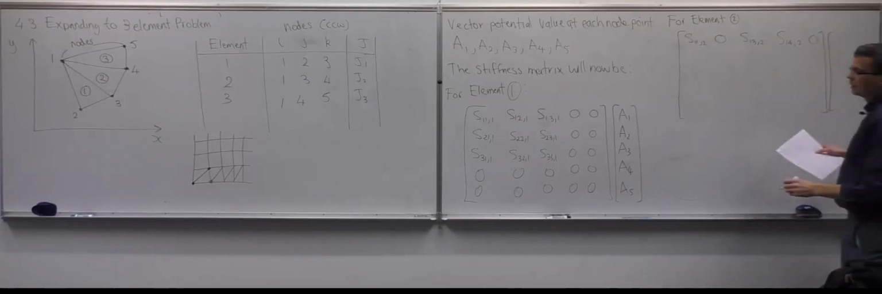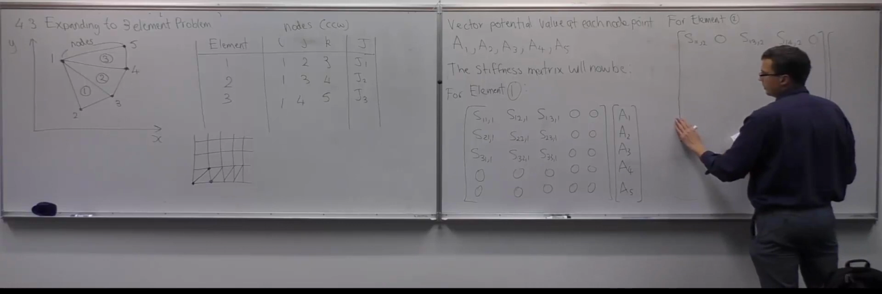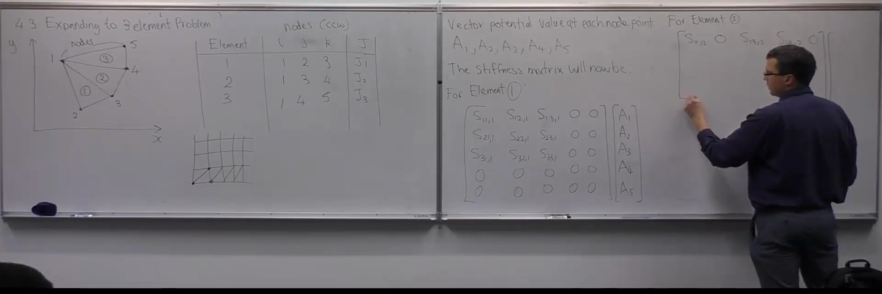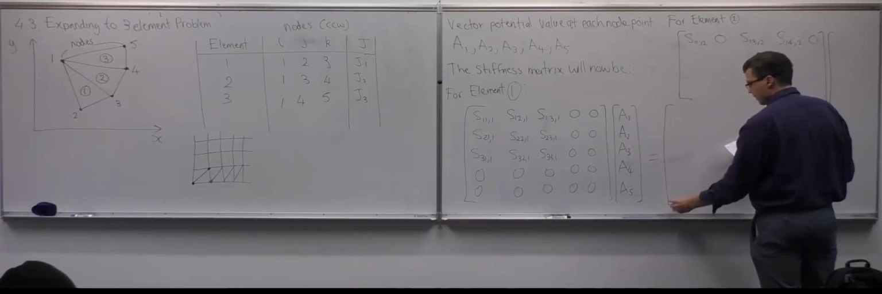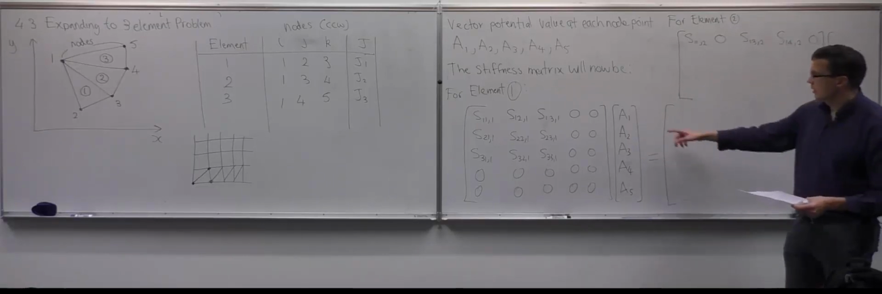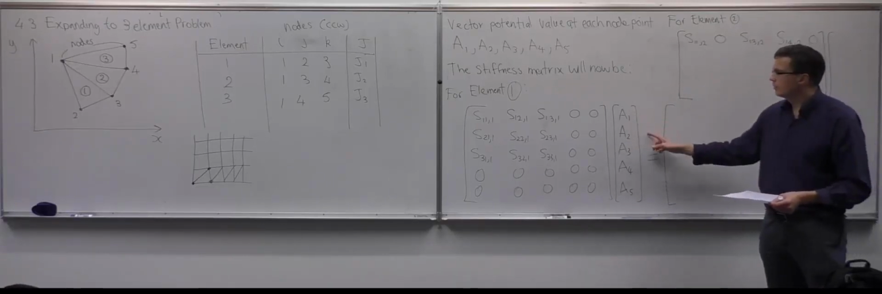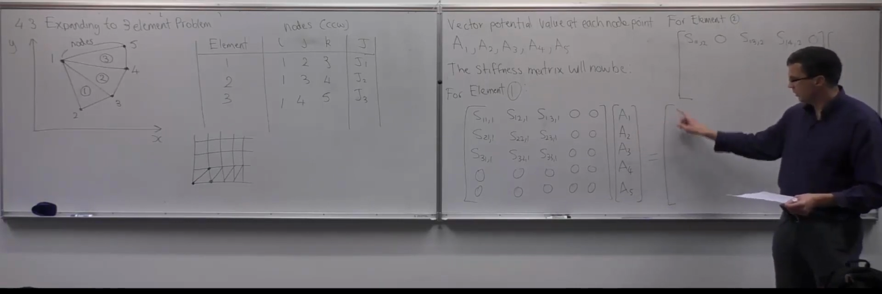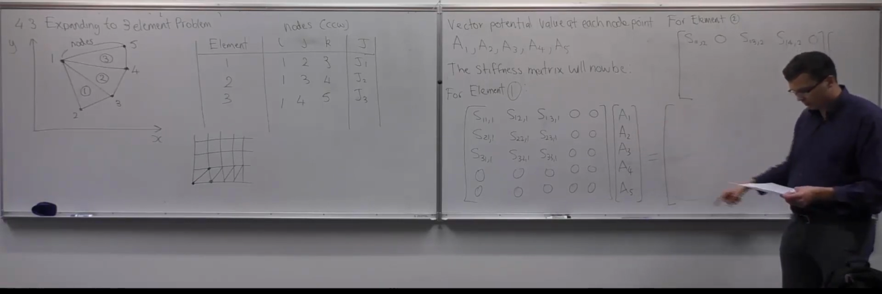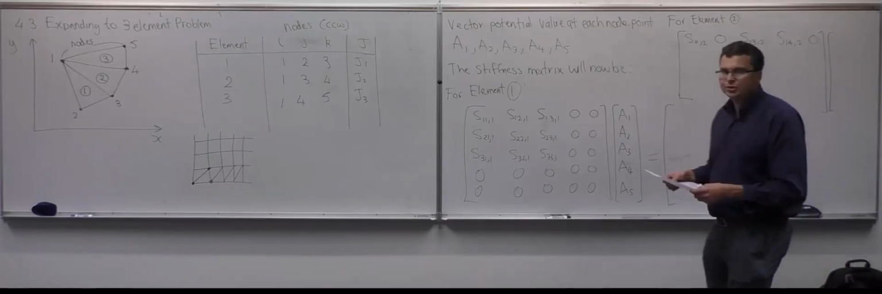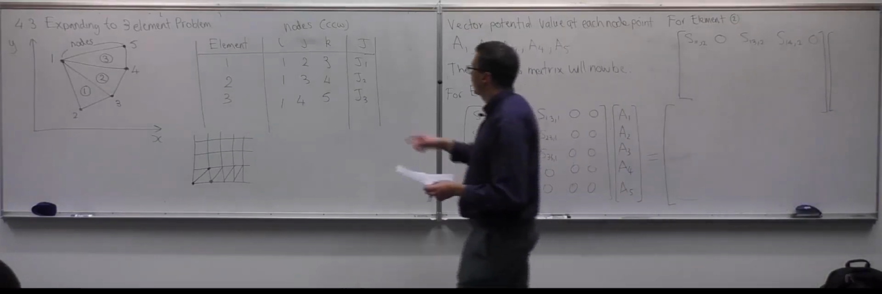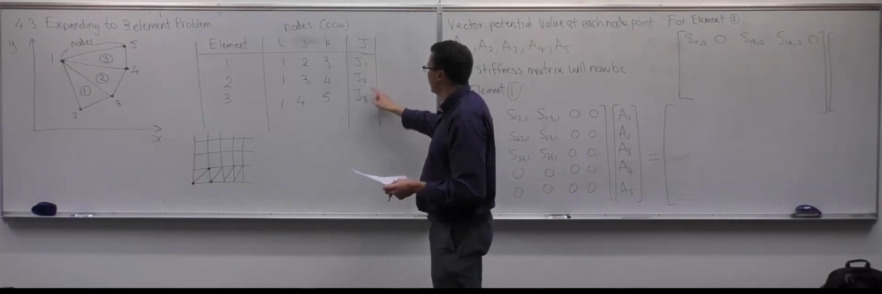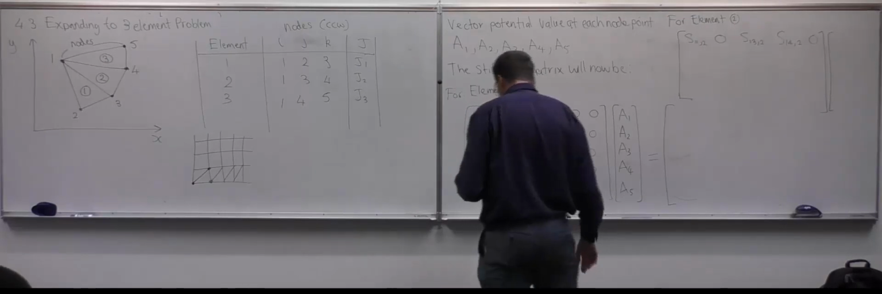Oh, I need to put the, whoops, we forgot the right side here. So the right side of this stiffness matrix is the source currents, right? So in the most general case, we'd have current densities in all three elements. So let's do that.